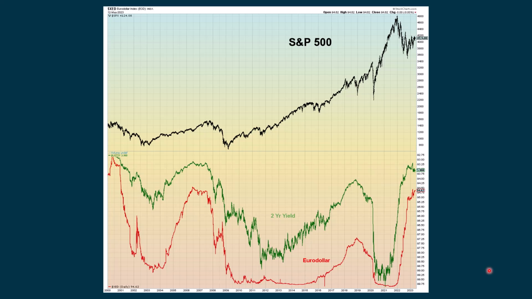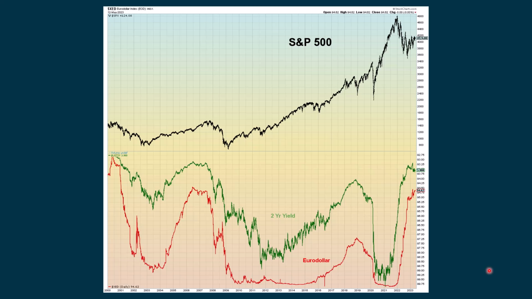Looking at bonds, this is a 2-year yield chart, and then we compare that to the eurodollar. Now, eurodollars are not dollars in Europe. Eurodollars are US dollars that are outside of the US. And this is a pretty good proxy for the Fed funds rate. We only get that updated when there's a change or at the end of every month with the Fed funds, where the eurodollar is pretty close to that same reading.